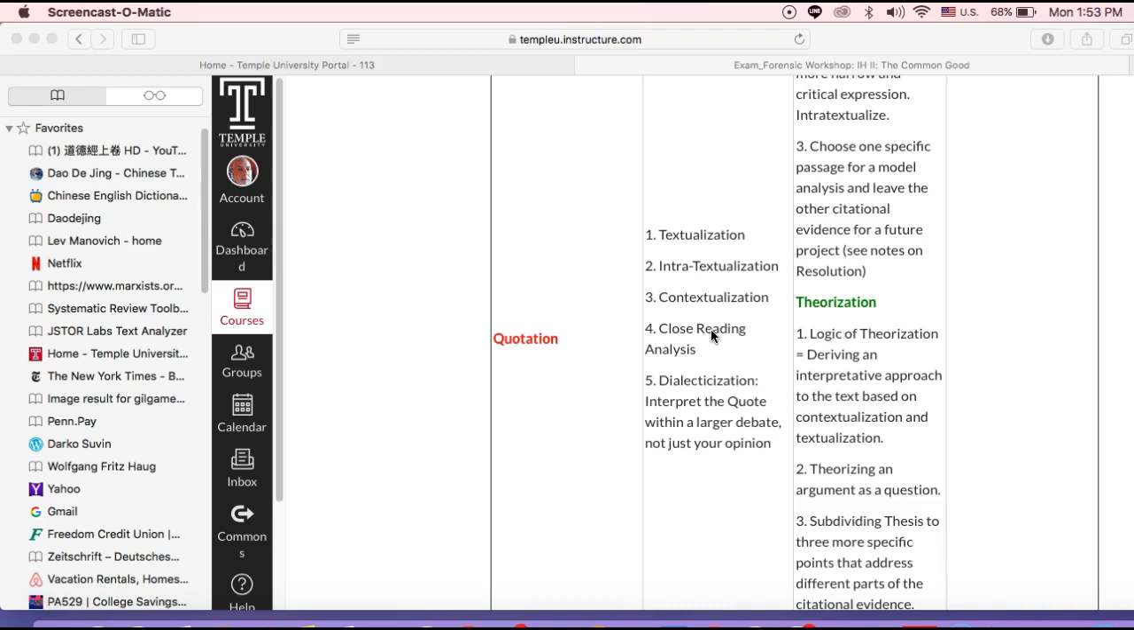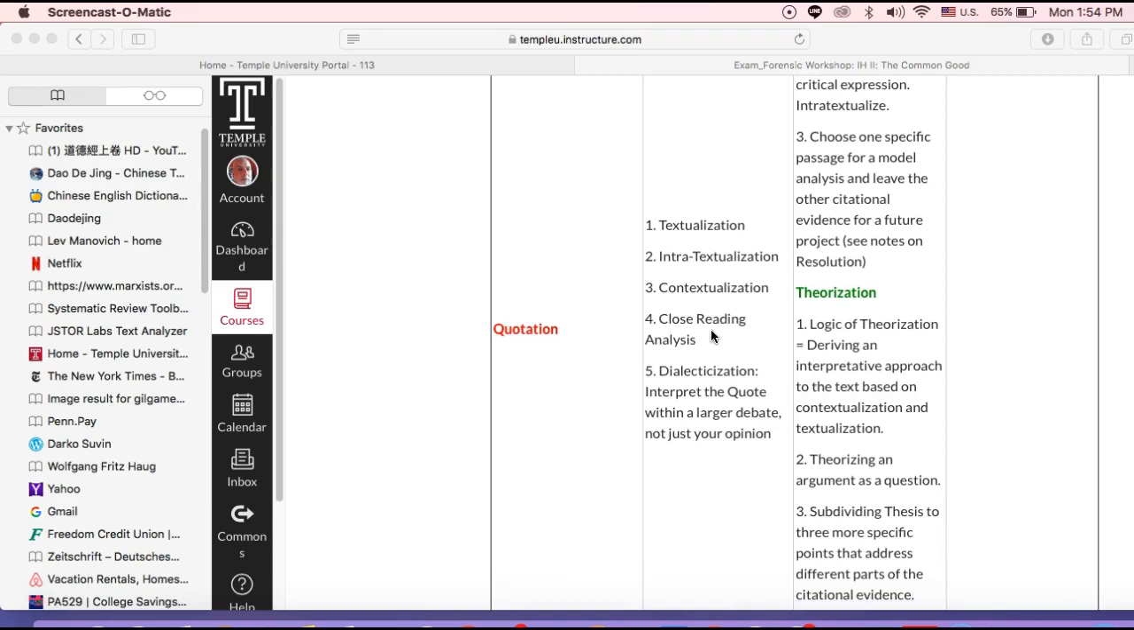Where does this quote take place in the text? What's going on at this point in the text, right? And then the second thing is how does this quote connect to other parts of the text, right? So you want to show how the quote is organic to the text and is not just a fly-by-night part of the text, that it's symbolic or iconic or emblematic of greater issues in the text. So that's textualization and intertextualization.